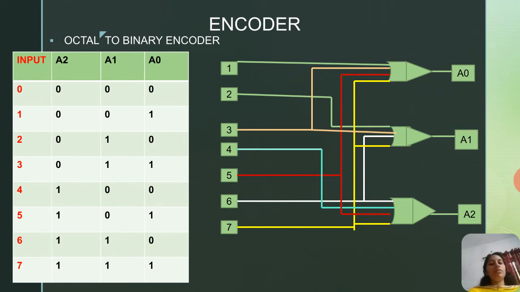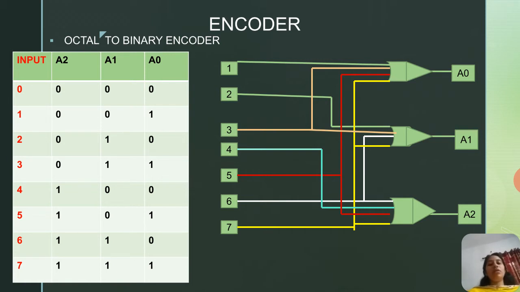The corresponding value of octal to binary is shown in the truth table. Input will be 0 1 2 3 4 5 6 7, and your output will be the binary value. Up to 7 you have to represent in 3 bits. If you want to represent 7, then you have to use 3 bits. For that purpose, the output labels are A0, A1, A2. When you give the input 0, you will get the result 0 0 0, that is 0 for A2, 0 for A1, 0 for A0.